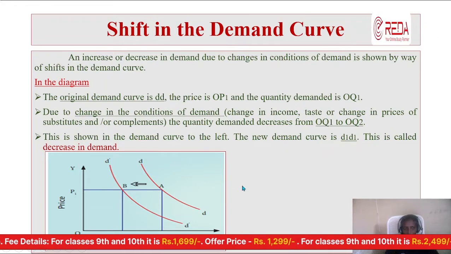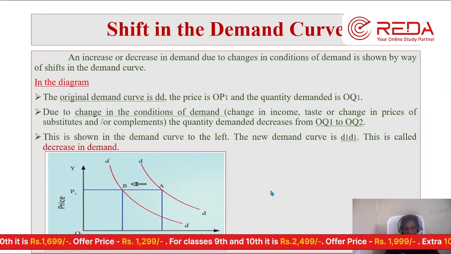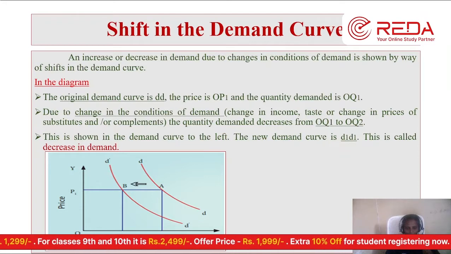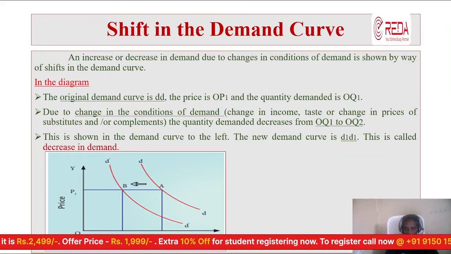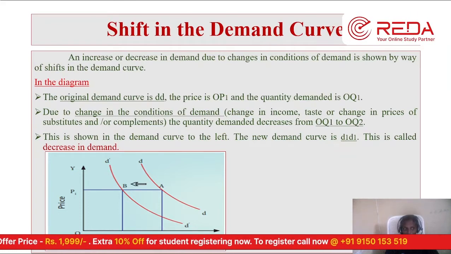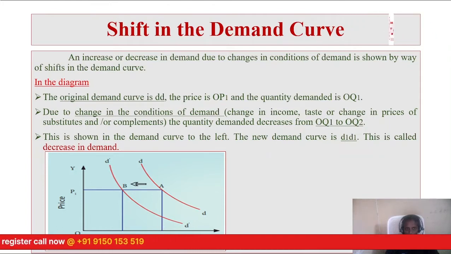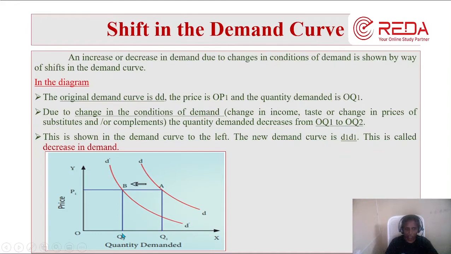So when the income of the consumer decreases, or when the consumer doesn't have the preference to consume the commodity, what will happen? The demand decreases. At the same time, we have seen what substitute goods and complementary goods are, the related goods. If the price level of the substitute goods decreases, what will happen? The demand for the original commodity will also go down.